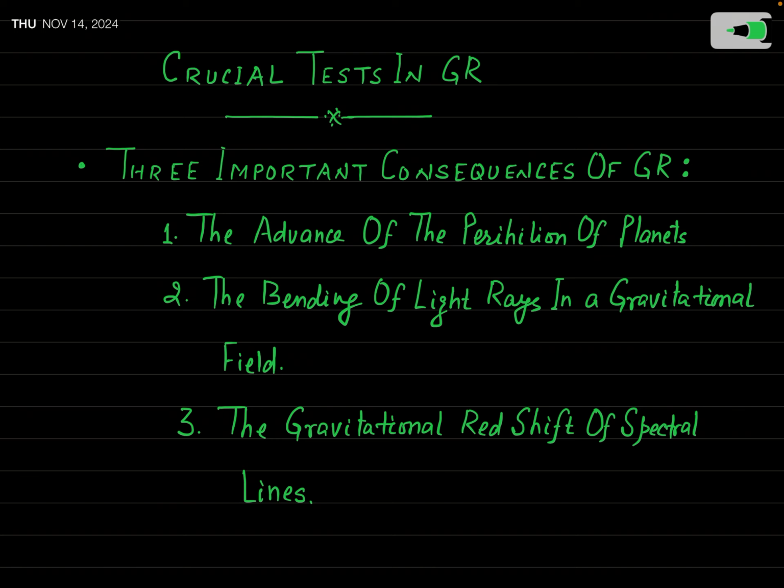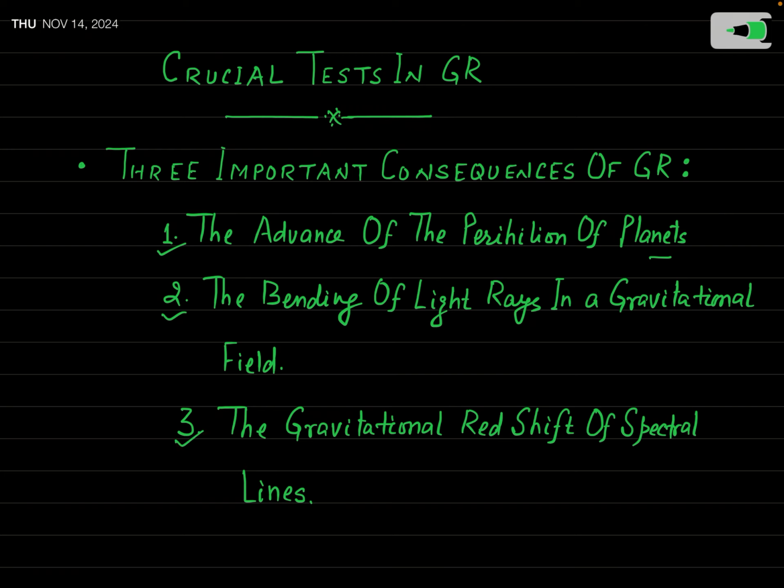So there was a need to test Einstein's general theory of relativity, and you will see later on, finally it was found that Einstein's theory agrees with the experimental result. How can we test Einstein's theory of general relativity? Actually, there are three important consequences of Einstein's relativistic theory of gravitation. These are, first, the advance of the perihelion of planets, particularly the planet Mercury. The second is the bending of light rays in a gravitational field. And the third is the gravitational redshift of spectral lines.